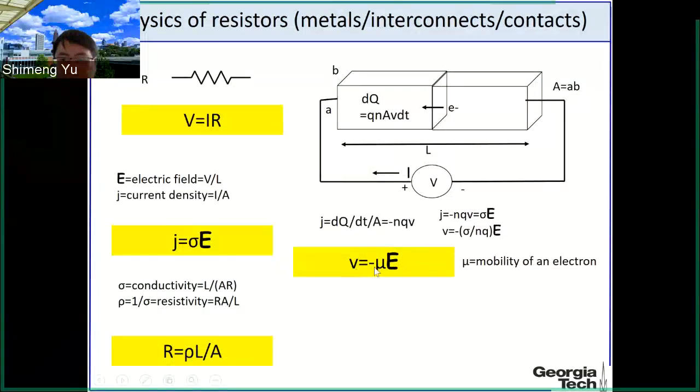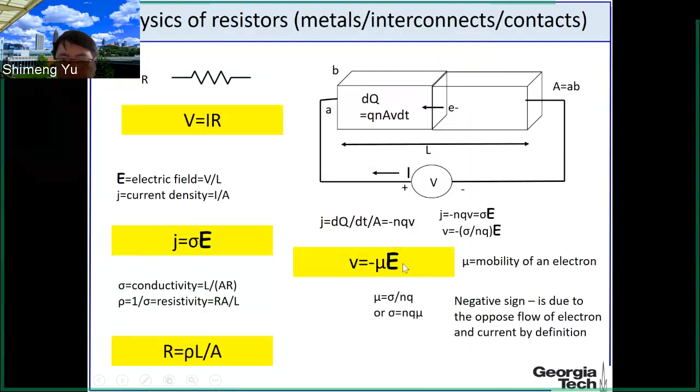Velocity of the electron equals the mobility mu times the electric field E. And in other words, here this mu is sigma over nq. This is by the derivation. Or in other words, sigma is nq mu. Sigma is this conductivity here, n is the electron density, and mu is this mobility. So here this negative sign, as we just said, is due to the opposite flow of the electron and currents by definition.